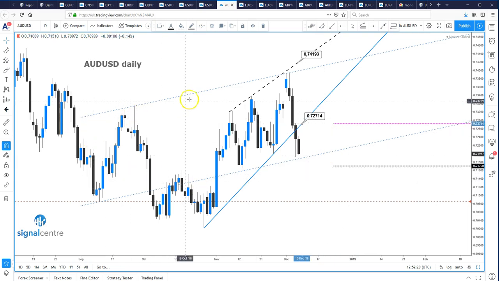However, we've got this channel support that's coming in at 71.85, and we've got Ichimoku cloud support, 71.70. So similar to dollar CAD, we're expecting some range trading in Aussie dollar at the beginning of next week, or even towards the end of next week.